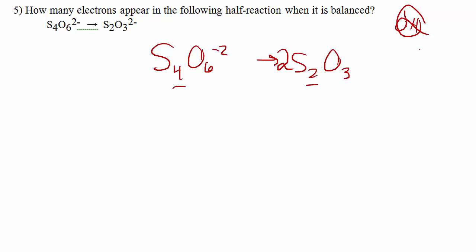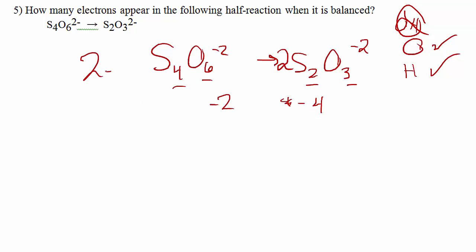Now it says balance the oxygens. Done. I've got 6 on the left and 2 sets of 3 on the right. Balance the hydrogens. There are none, so it's balanced. Balance the charge. Oops, I forgot the charge over here. Well, I have -2 on the left and -4 on the right. How am I going to change that? I'm going to have to put 2 electrons on the left side. So now it's -4, -4. So I've now balanced the charge, and I'm done.